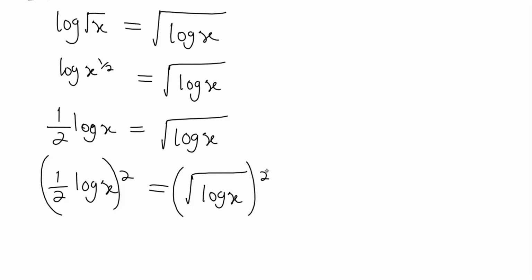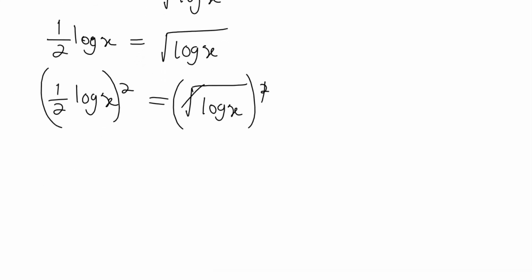So here we can see that this square is going to take away the square root, and on the left hand side, when half has an exponent of 2, then we have an answer as 1 out of 4, and the square root is going to affect the logarithm of x. So here we have log x squared, which is equal to the logarithm of x here. Now we can see that there is 1 out of 4 log x all squared is equal to log x.